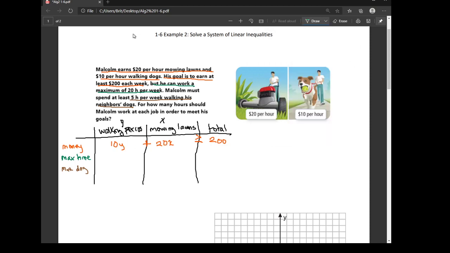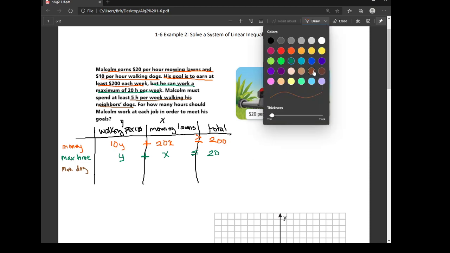Now let's try the green one. It says he can only work a maximum of 20 hours per week, so that's the total number of hours he can work. However many hours he chooses walking the dogs, plus however many hours he chooses to mow lawns, has to be less than the 20 hours. Now, can he work exactly 20 hours? Sure, because it says he can work a maximum of 20 hours, so make sure to put the equals bar in the inequality symbol there. So here's the maximum amount of time, and it has to be less than or equal to the 20 hours.